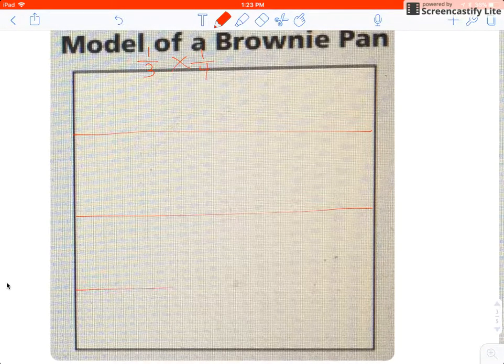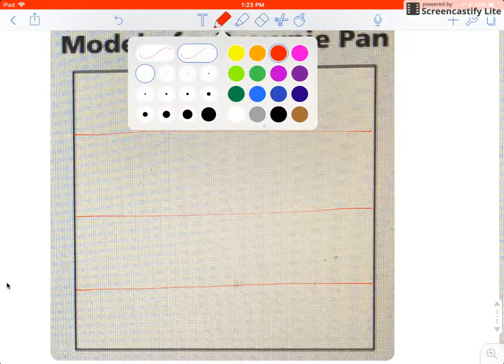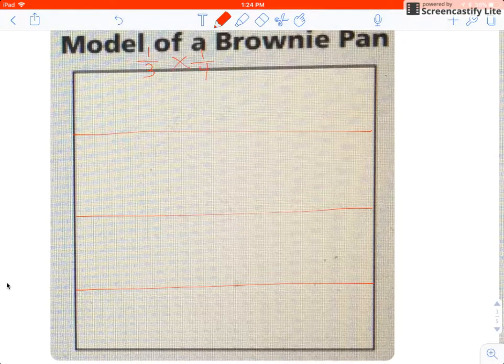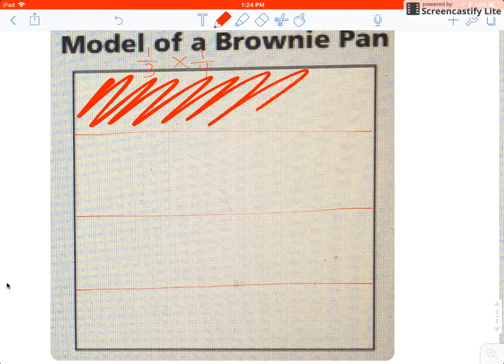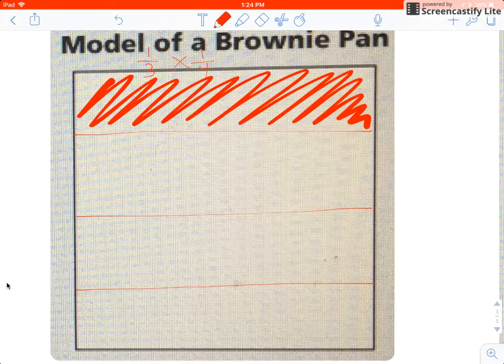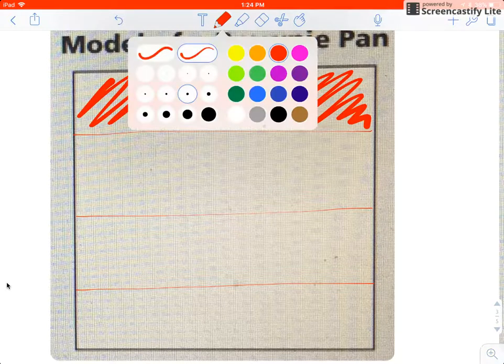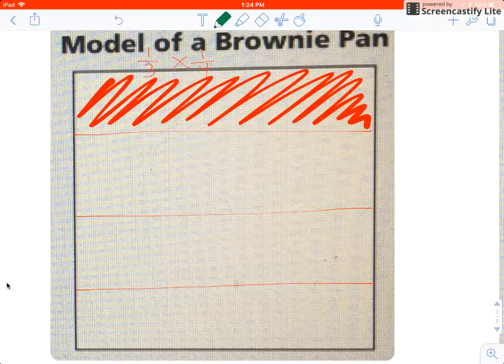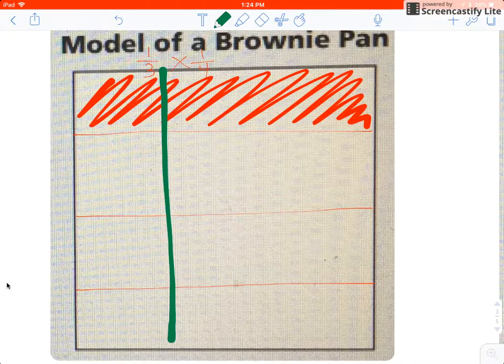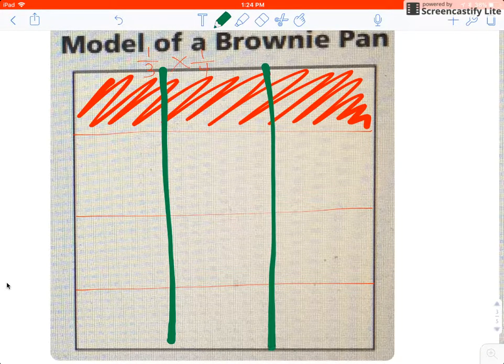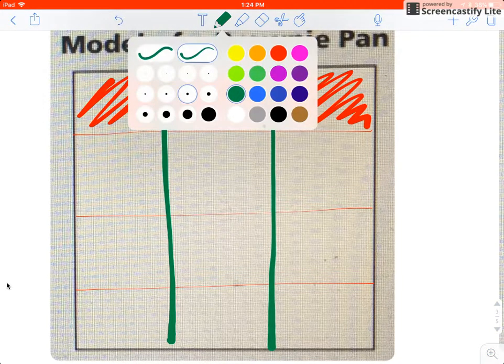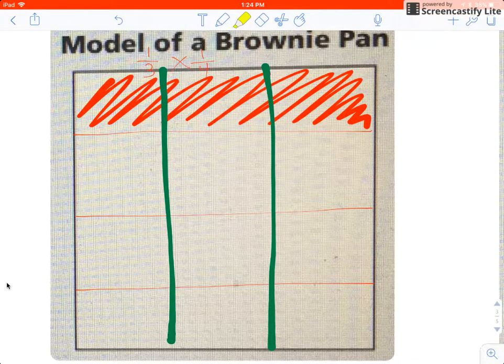It's 1, 2, 3, and 4. And I see that the brownie pan is 1/4 full. The rest has been eaten already. So there's my 1/4 of a pan of brownies. And next I need to break up my brownie pan into thirds. So here's 1, 2, and 3. All right, we are buying 1/3 of this pan of brownies. So we are going to be buying just this section of brownies.